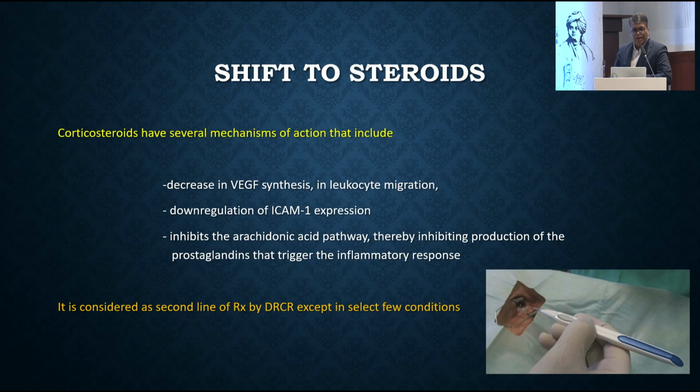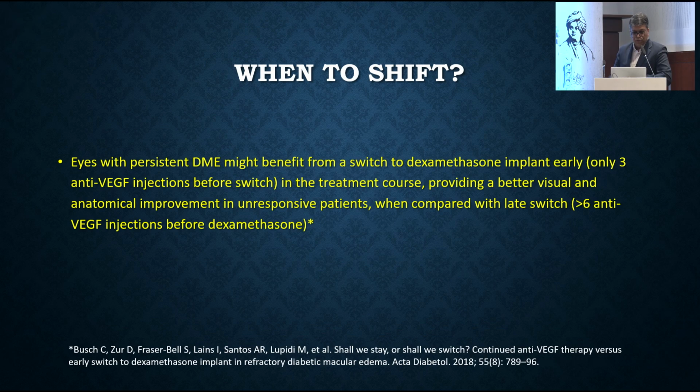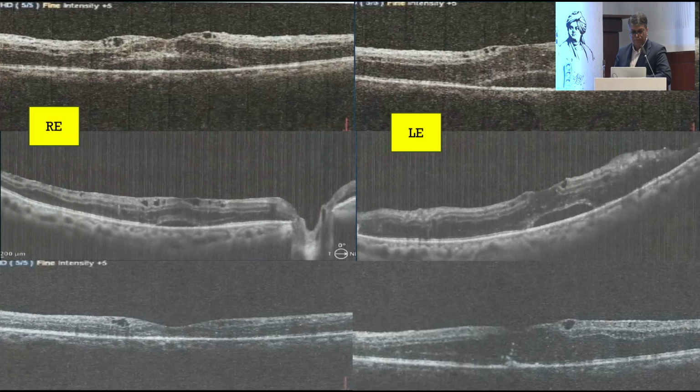When to shift to steroids and why? Because, as we all know, it is a stronger anti-inflammatory and acts on various pathways. Again, the question is when? Not after 6. Again, the study says that persistent DME might benefit from a switch to dexamethasone implant early, that is, after 3 anti-VEGFs rather than 6. So this is my case, the same case in the right eye and the left eye. In the right eye we kept giving anti-VEGF and it kept responding, but the left eye didn't respond well to anti-VEGFs, and then we treated with steroids and the patient improved certainly.